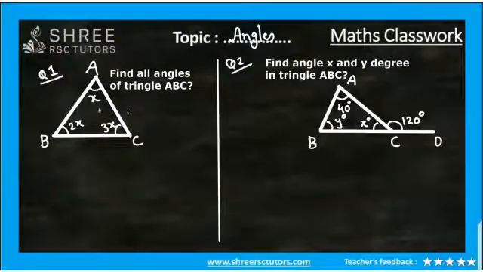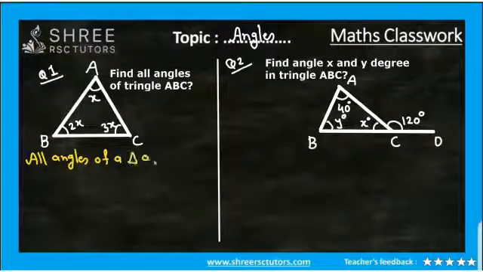Here we can see angle A is given as x degree, angle B is given as 2x degree, and angle C is given as 3x degree. We need to find out all the values. So let's start. As we know, all angles of a triangle add up to 180 degree.